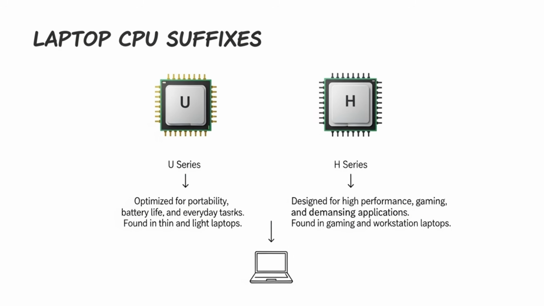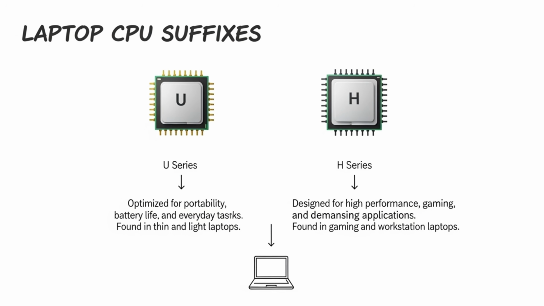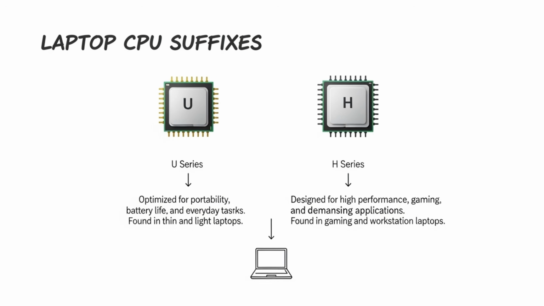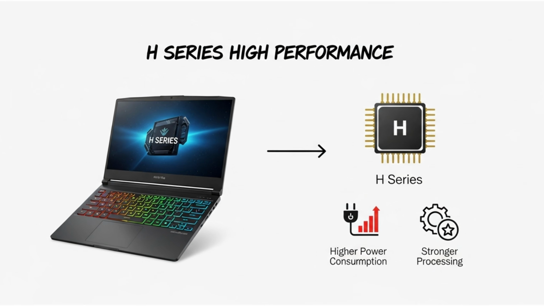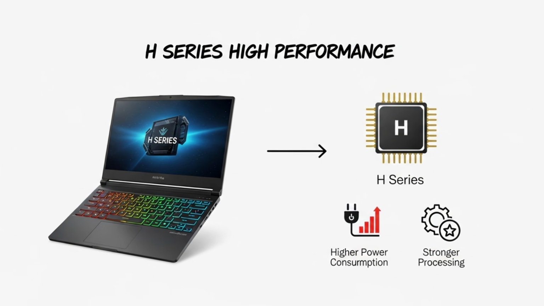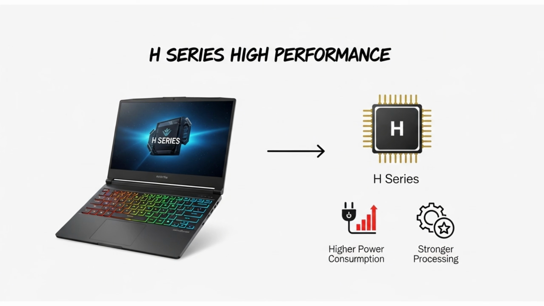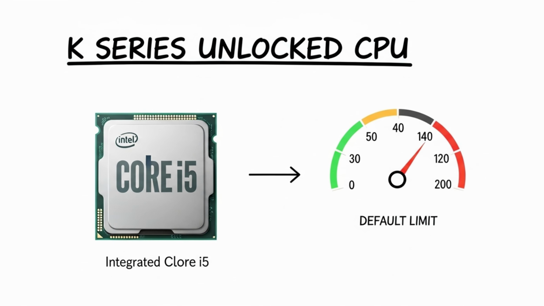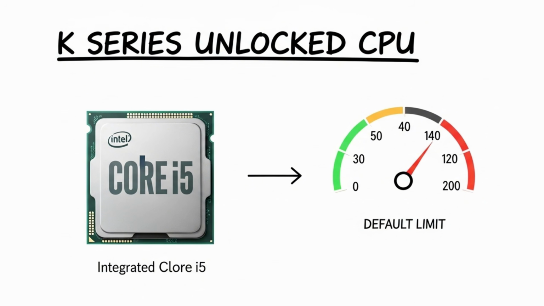The suffix system expands here. On laptops, alongside the U version, you'll find the H series, which indicates high-performance silicon. These chips consume more power to deliver much greater processing muscle, making them the heart of many portable gaming rigs and mobile workstations. On the desktop, you'll find the K suffix appearing on some i5 models.